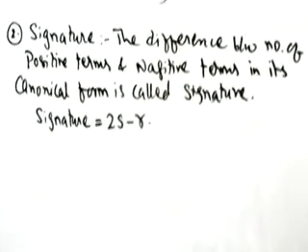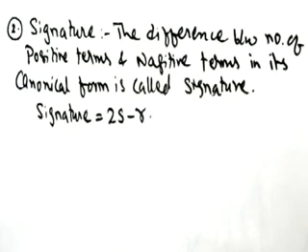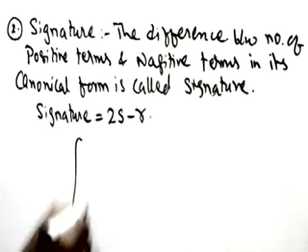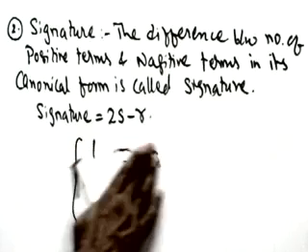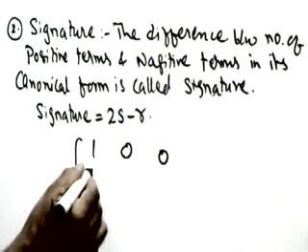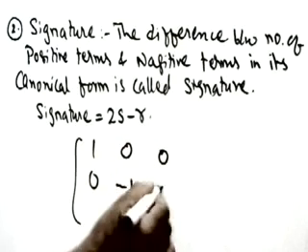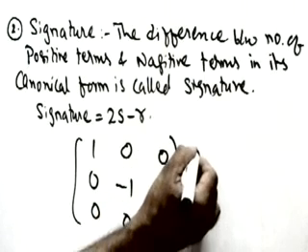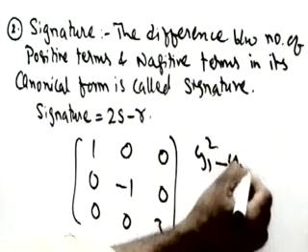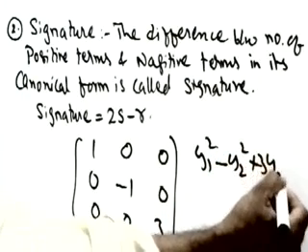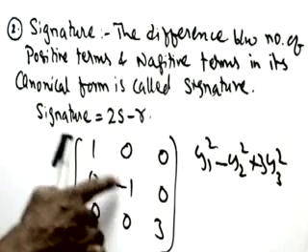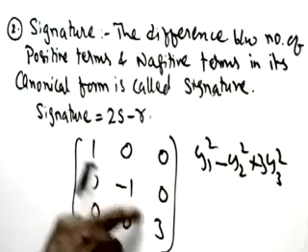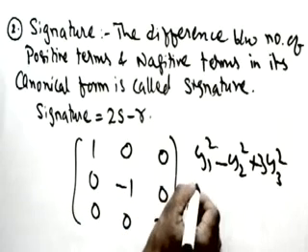Now what is the signature? Signature means the difference between the number of positive terms and negative terms. Its formula is 2s minus r. Let me see that afterwards. So just see an example. Suppose we have one example: 1 0 0, 0 minus 1 0, 0 0 3. So what is the quadratic form here? The canonical form is y1 square minus y2 square plus 3y3 square. Apply y1 here, y2 here, y3 here.